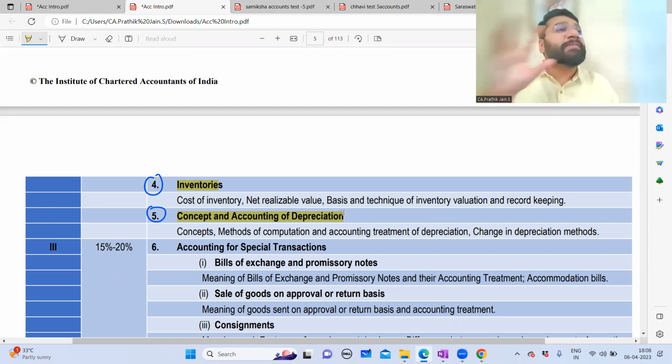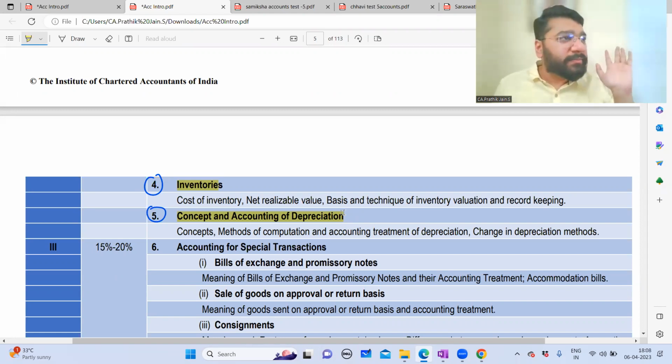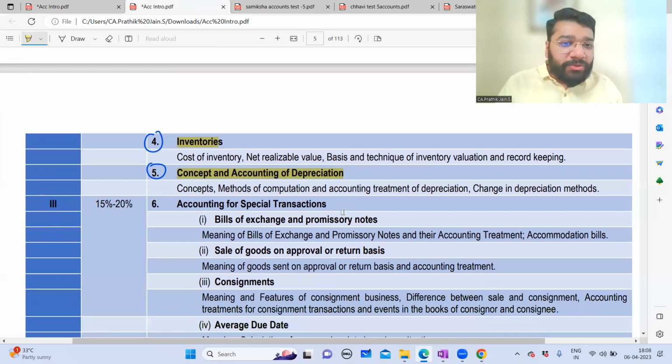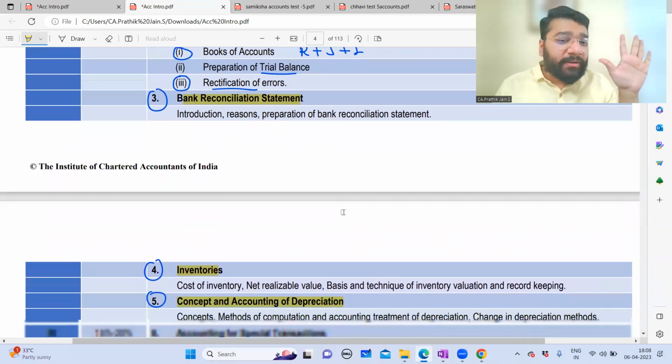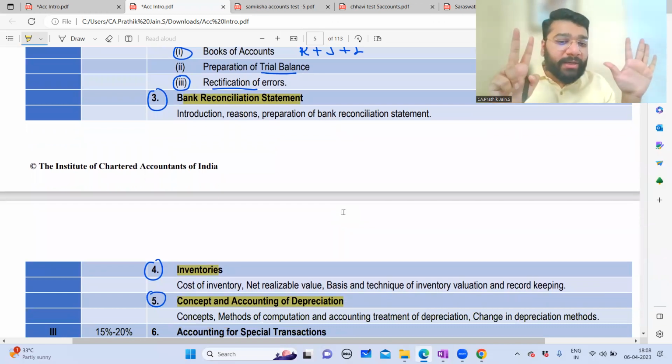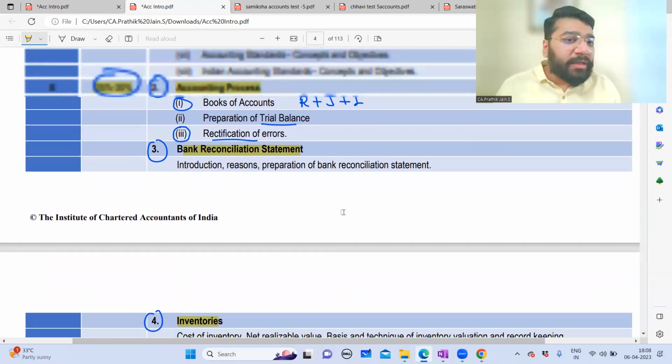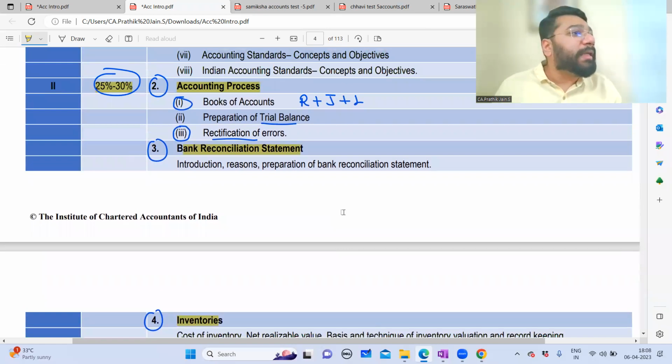This is a very, very important topic, because in every attempt, a question from depreciation is compulsorily asked. Except in the May 18 attempt, in every attempt we had questions coming from depreciation. So these topics, that is rules of debit credit, journal, ledger, trial balance, rectification of error, bank reconciliation statement, inventories, and depreciation put together will come for nearly 25 to 30 or 35 marks.